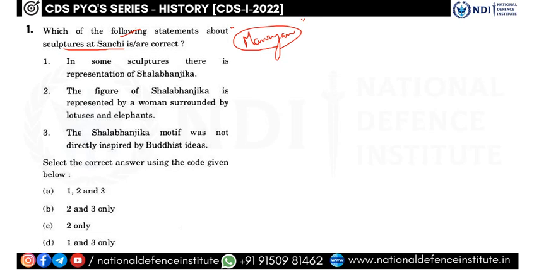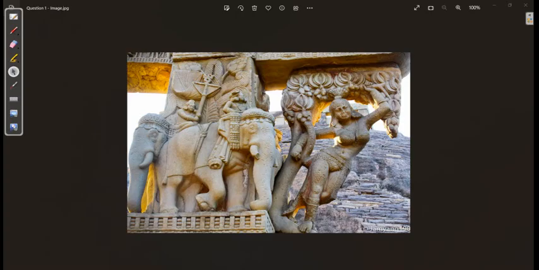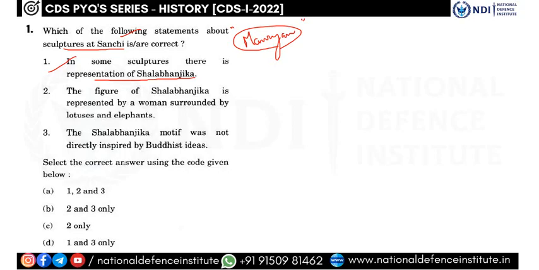See, in some sculptures there is a representation of Shalabanjiga. What is the Shalabanjiga? Shalabanjiga somehow looks like this. You can see this is Shalabanjiga. It looks like this woman is hanging from the tree. If this woman touches the tree, it gives rise to prosperity. It makes the flowers and trees bloom, and nearby you can see an elephant. So this is what Shalabanjiga is.